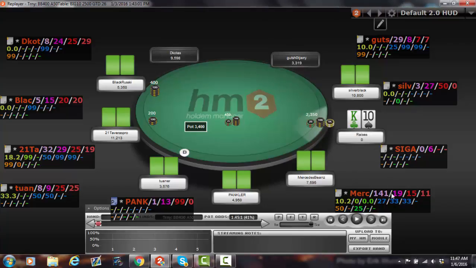Where's that guy's card still there? Well, this guy folded. I don't know why his cards are still showing there, but you know what? Maybe he, I don't know. Anyways, the action has to fold to you.